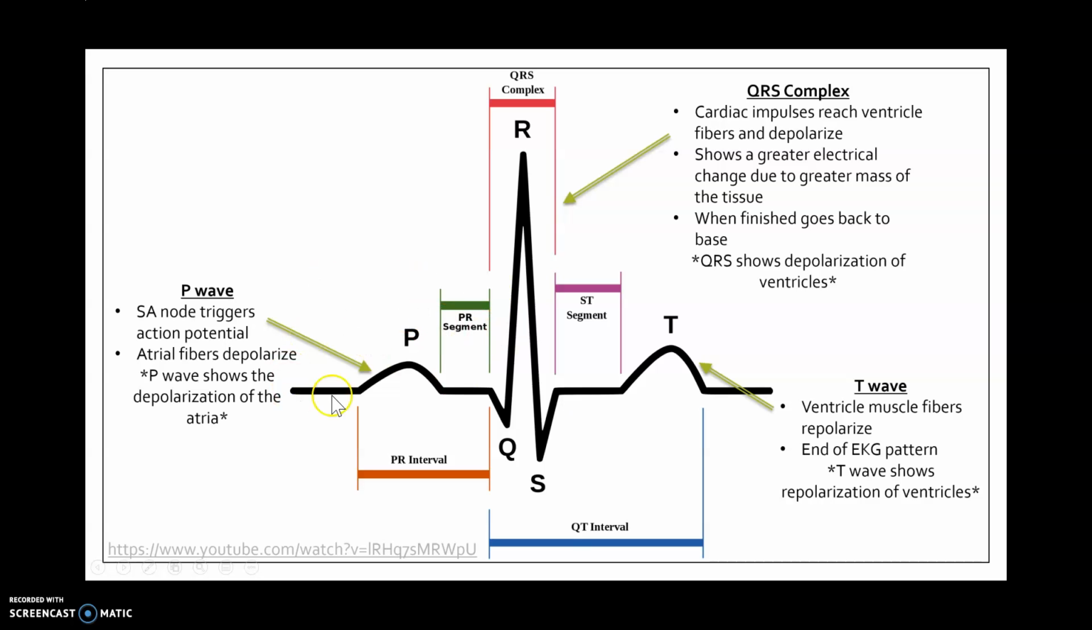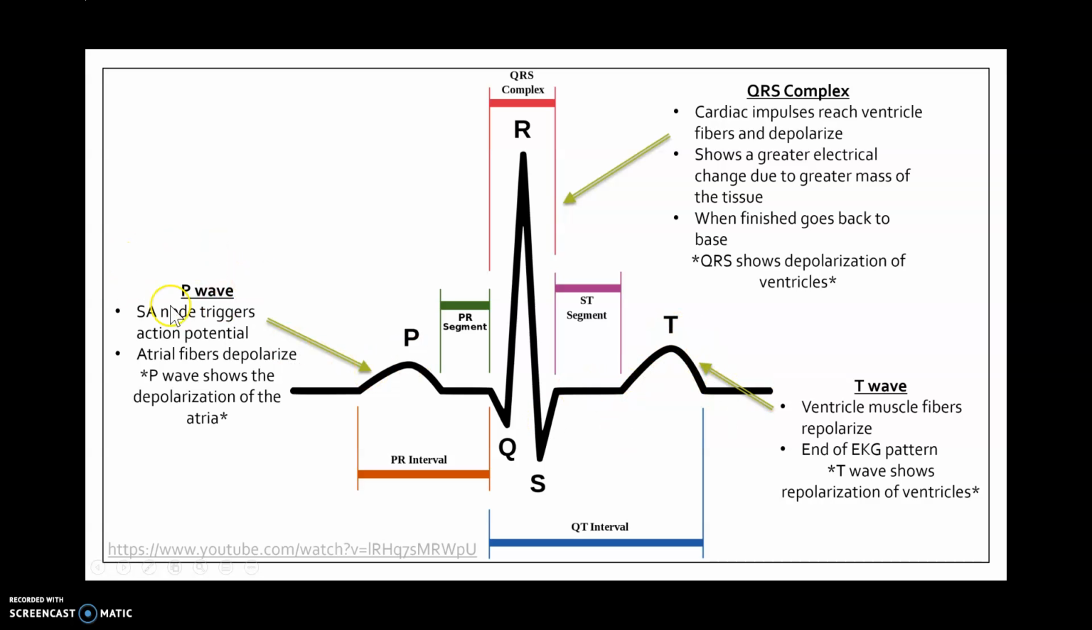So let's take a look at a pretty basic electrocardiogram that we should be familiar with. This is what we see normally with our EKGs. We start with a P wave, we go to what we call a QRS complex, and then our T wave. So let's see what that means.